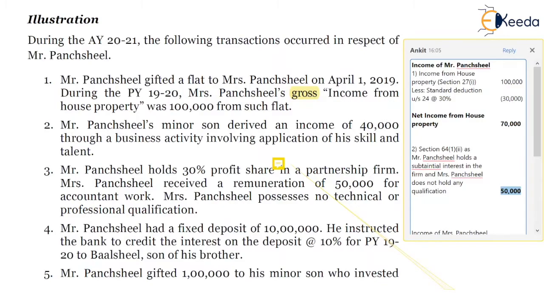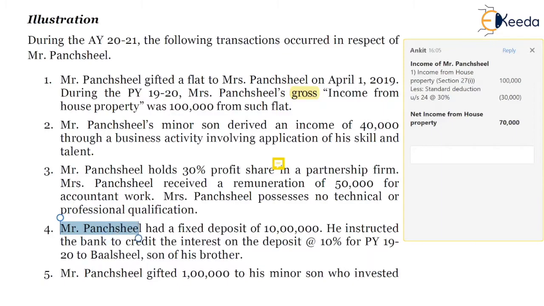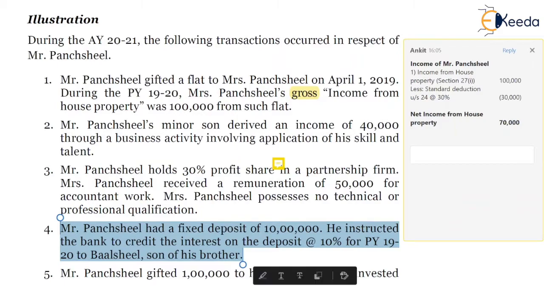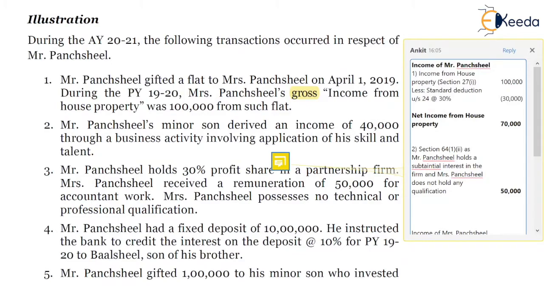Now, fourth adjustment, friends. Mr. Panchsheel has a fixed deposit of 10 lakhs and the income was being transferred to Balashil, which is son of his brother. Section 60 will be applicable. Income from fixed deposit, you can say as per section 60, wherein 1 lakh will be taxable in the hands of Mr. Panchsheel, because without transferring of an asset, income has been transferred, correct? Accordingly, section 60 will be applicable.